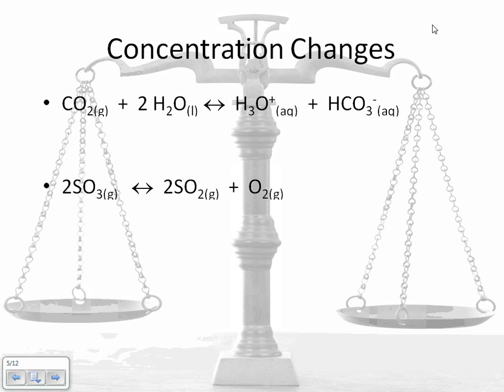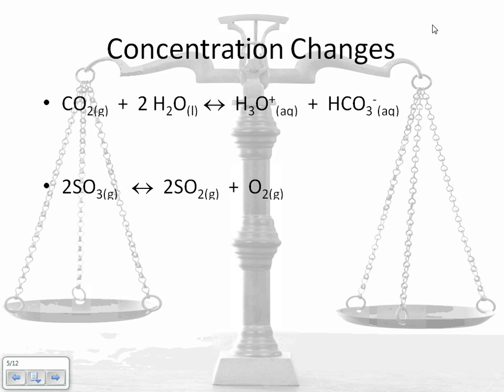Here are some more examples. So let's look at the first one. CO2 and H2O gives you H3O plus and HCO3 minus. What would happen to this if I increased the acidity?